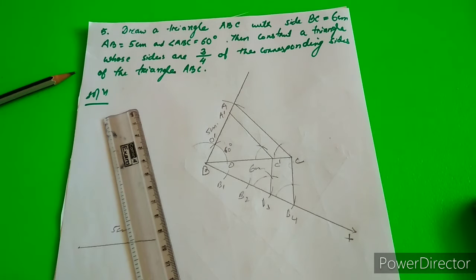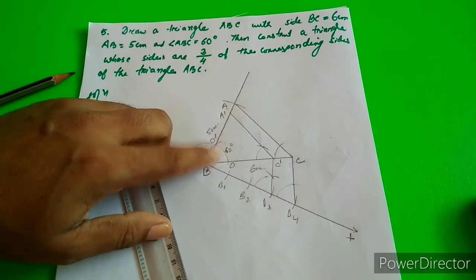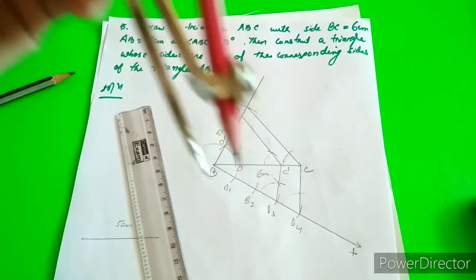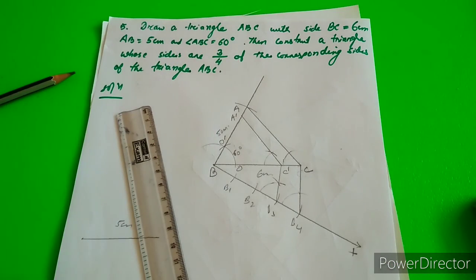Watch the video carefully. Go through the PDF document. Write the steps of construction and the justification. Any doubt, please let me know. Okay? I'm repeating again, this angle we need to draw using compass only. We cannot use protractor. Thank you. Any doubt, let me know.